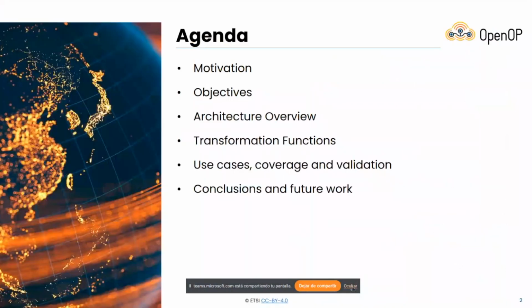As a brief introduction, here we have the agenda for today. We will start with the motivation. After this, the objectives that we have. An architecture overview, then a description of all the transformation functions that we have available now, followed by the use cases, coverage, validation, and ending with the conclusions and future work.